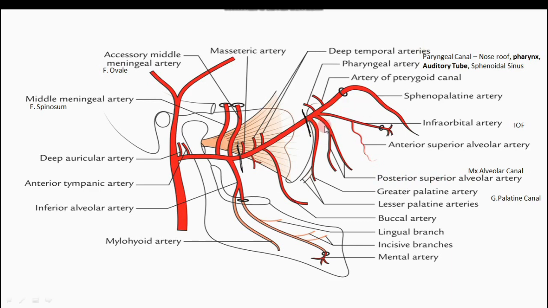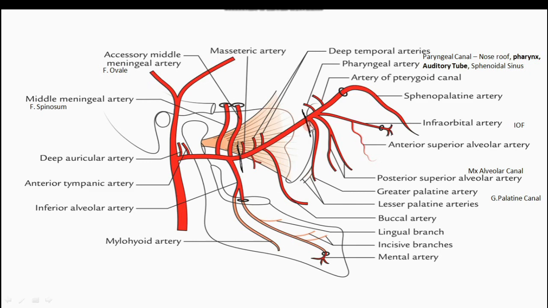This branch passes through the maxillary alveolar canal. I showed you the maxillary alveolar canal in the beginning of this lecture. So it passes through this and supplies the upper molars and premolars and gums, as well as the maxillary sinus.